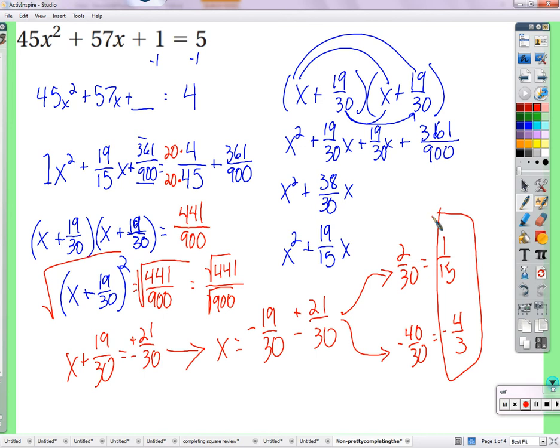Now, two classes ago, we had the really nice completing the squares, where we didn't even wind up with fractions, we wound up with integers. This is an example of something you might have seen last time where you wind up getting fractions, but actual rational numbers with no square roots in them. You just get 1/15 and negative 4/3. Those are your solutions.